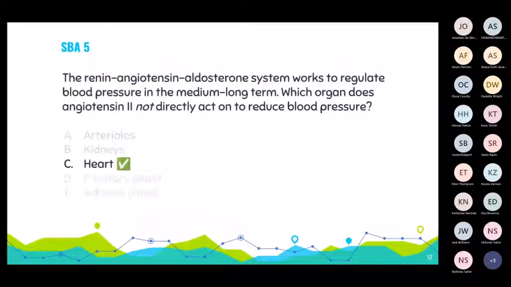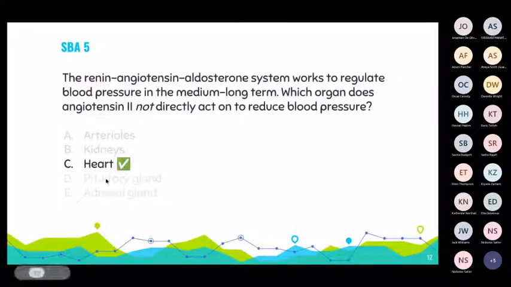Why is it the heart? The RAS system does work on your arterioles because angiotensin 2 causes vasoconstriction. When your blood pressure is dropping low, angiotensin 2 is released through the RAS system, and your arteries are vasoconstricted, so they're squeezed, so they increase blood pressure. It does affect your kidneys, because when your blood pressure is low, your kidneys detect that. Angiotensin 2 is released, and your kidneys retain more salt. And as you know from your osmosis week, where salt goes, water follows, so you retain more water, and that beefs up your blood pressure.